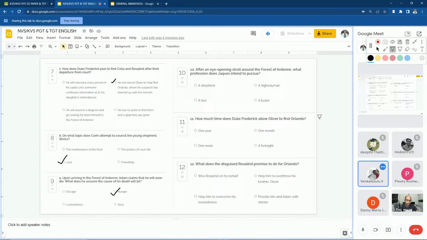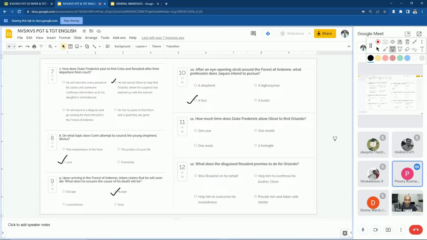Preeti will read. After an eye-opening stroll around the forest of Arden, what profession does Jacques intend to pursue? A shepherd, a highwayman, a fool, a butler? A fool. He wanted to pursue the profession of a fool, who can comment on and criticize anybody in the court.